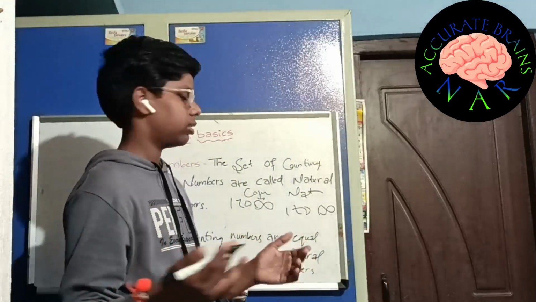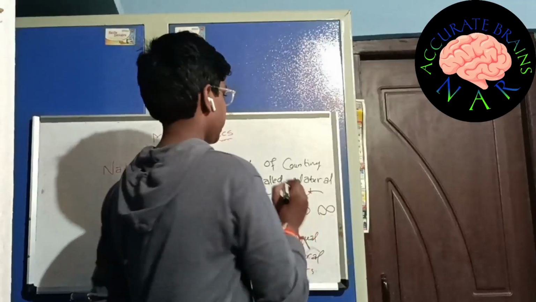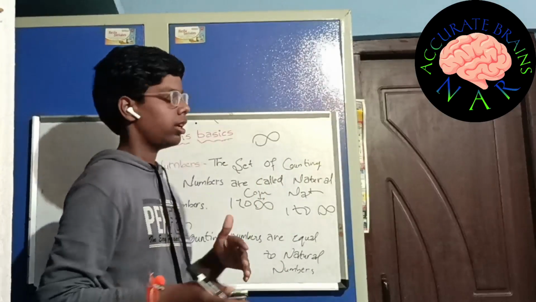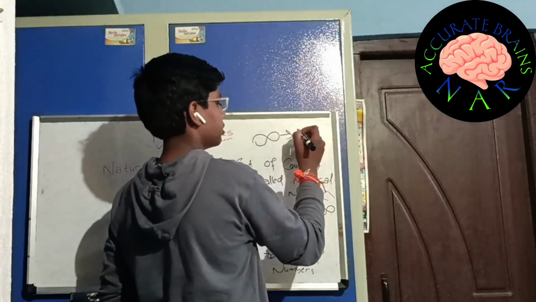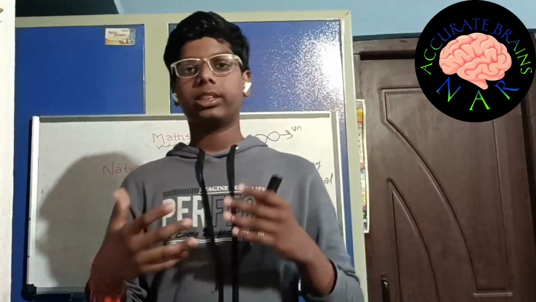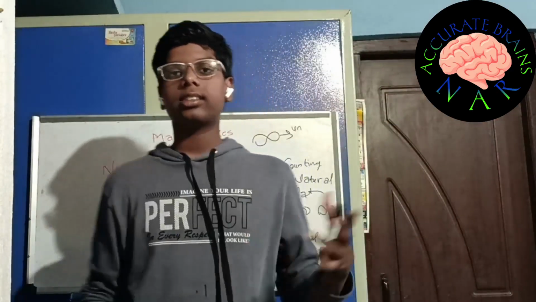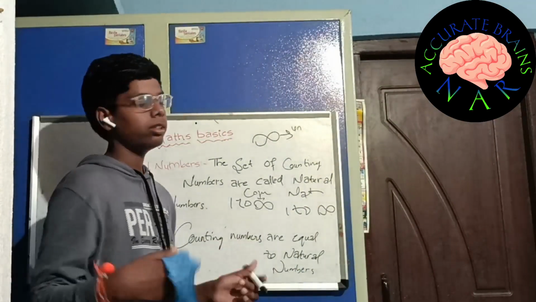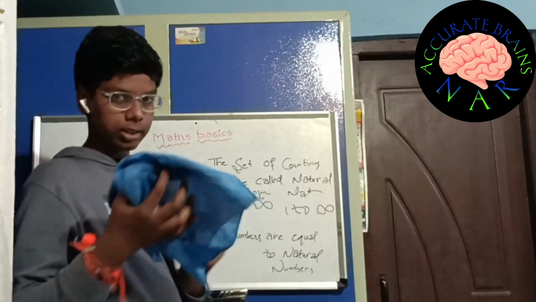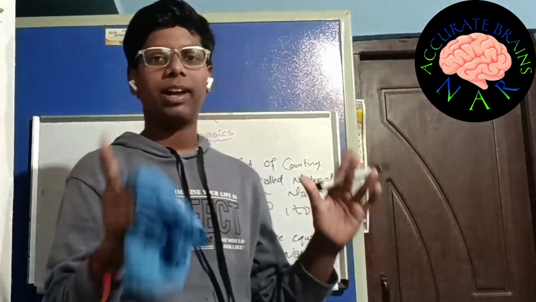If you are still doubtful about this symbol, this is the symbol of infinity. That represents unlimited numbers, that means uncountable, which we cannot count. The numbers which we cannot count are known as uncountable numbers. Is this clear? This definition is very simple. The set of counting numbers is called natural numbers. So here we have cleared the topic of natural numbers.